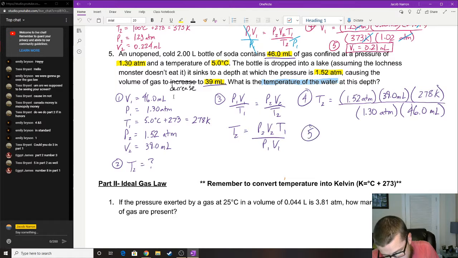Step number 5, let's figure out what we ended up getting. So on my calculator, I'm typing in some numbers. 1.52 times 39 times, that's a 1, 278, enter.